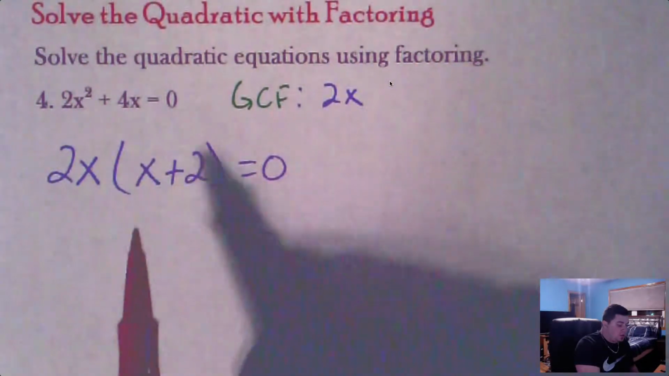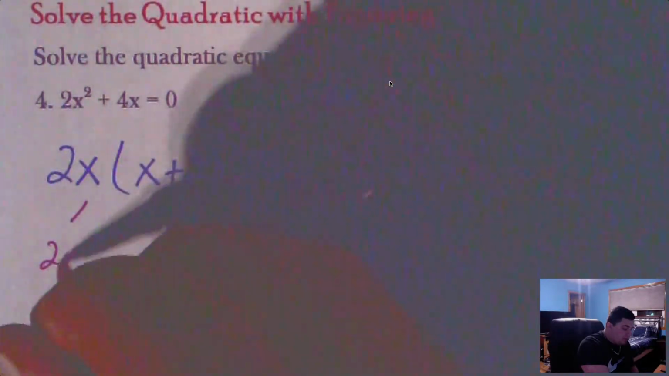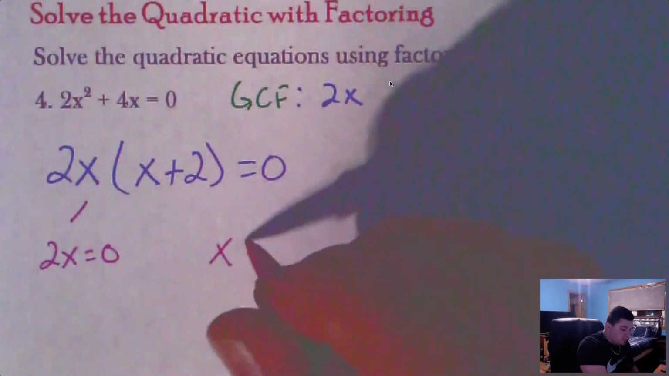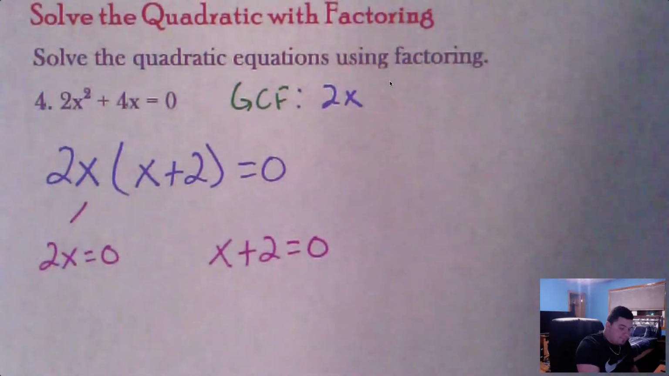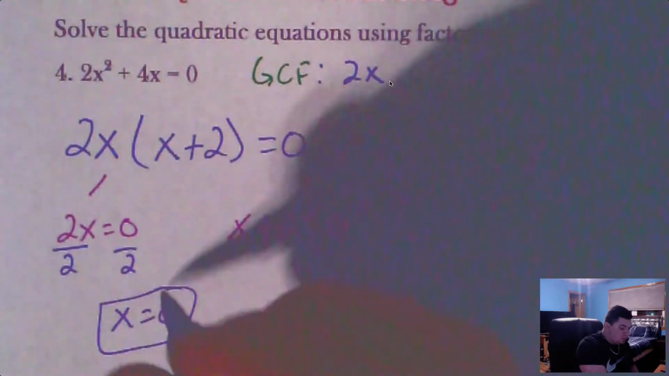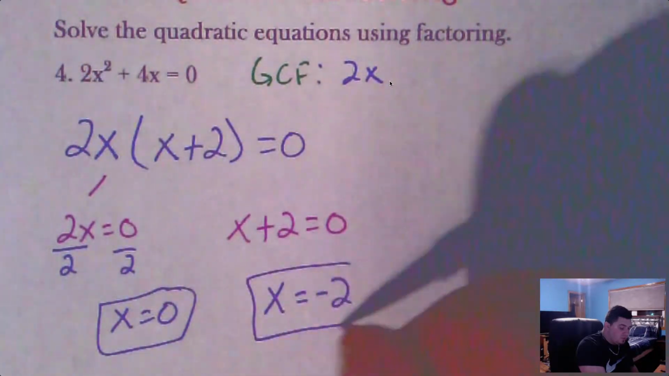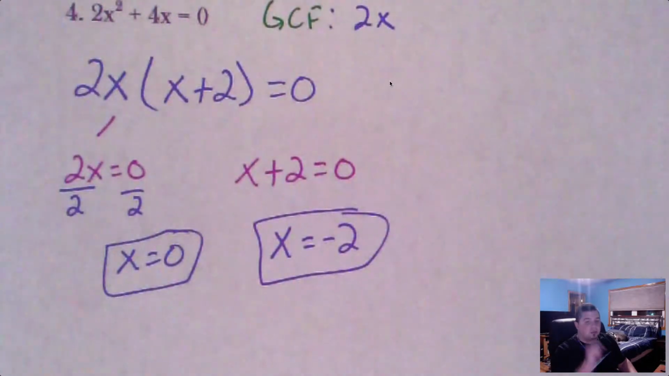Can I continue factoring? No, because this is not a quadratic. So I set both factors equal to 0. And I solve my two equations. And divide by 2. X equals 0. I'm going to subtract my 2. X equals negative 2. And there's our two solutions.